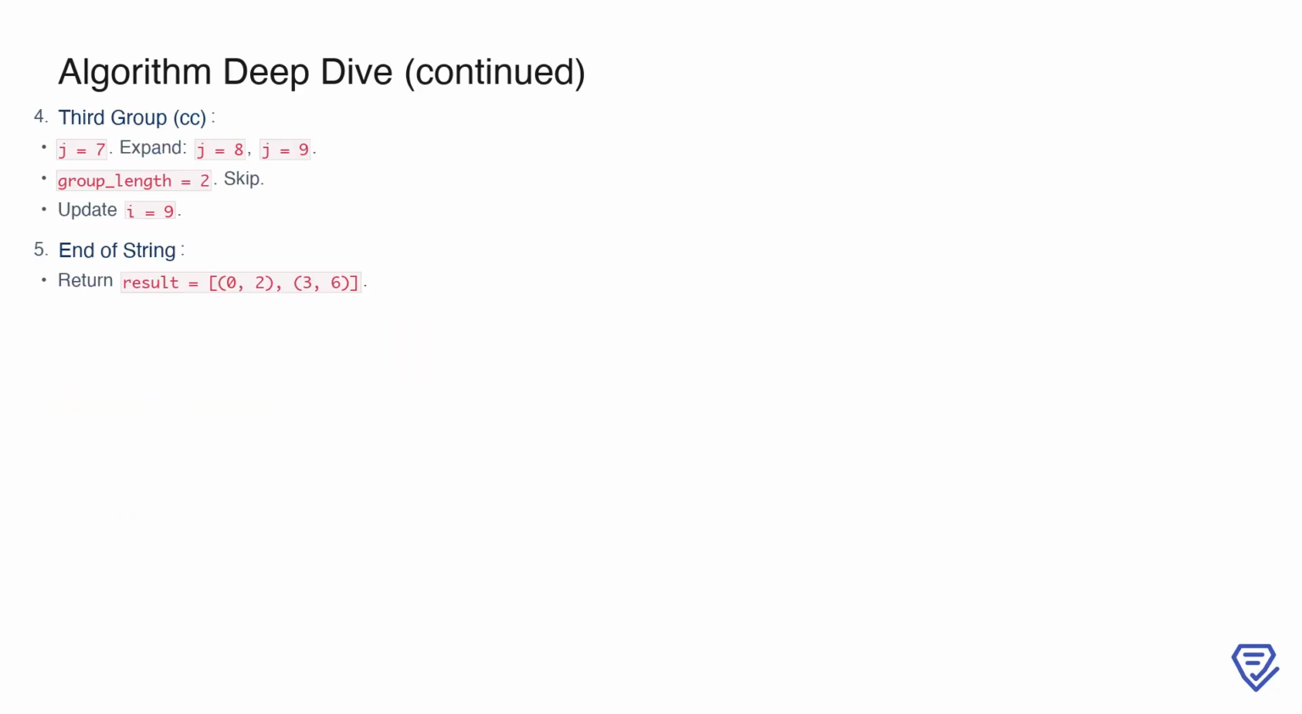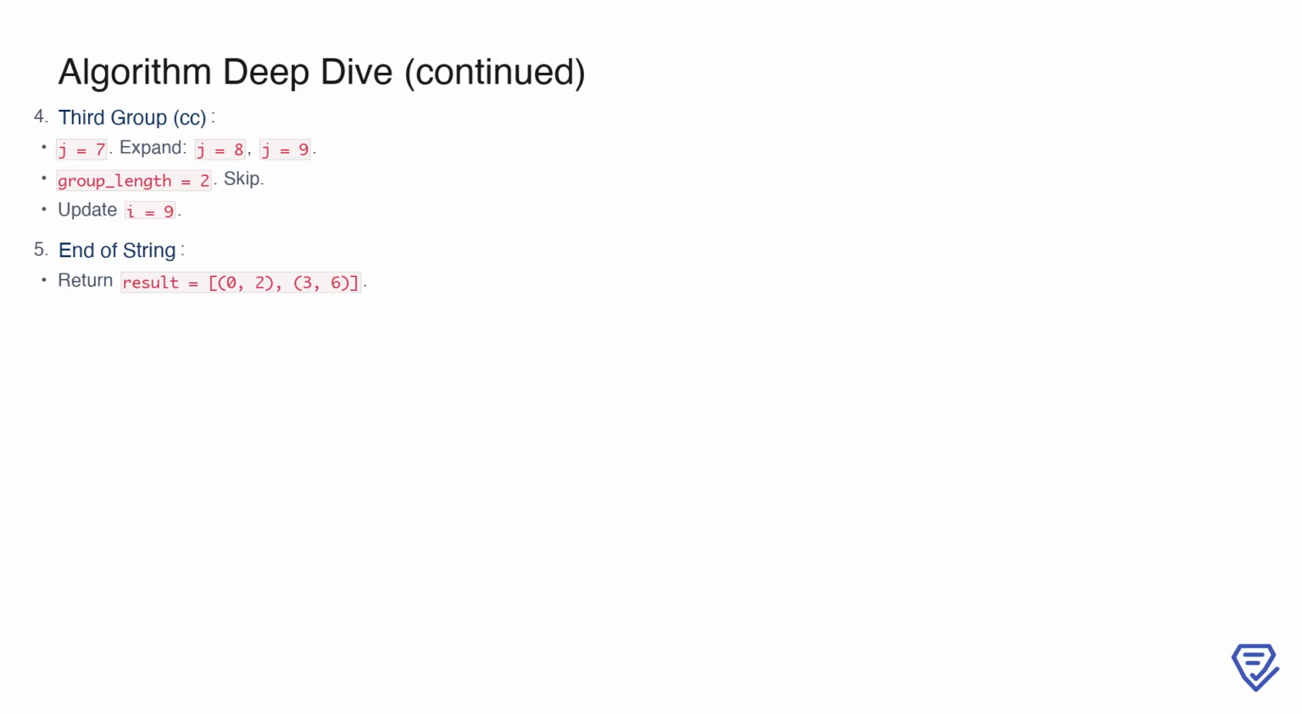Finally, we examine the third group, which consists of the characters CC. Starting at j equals 7, we expand j to 8 and 9. However, the group length is only 2, which is less than the required threshold of 3, so we skip this group. At this point, i is updated to 9, which is the end of the string.